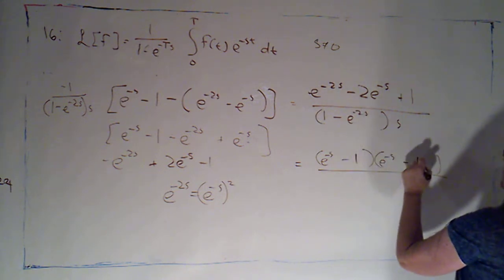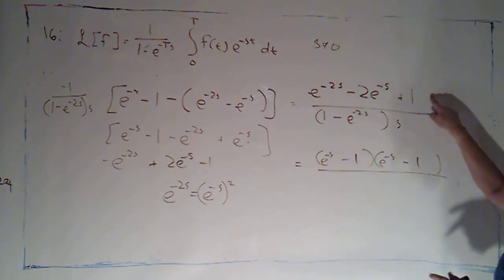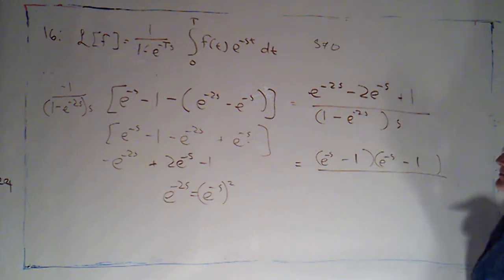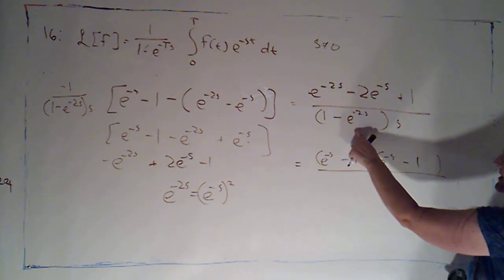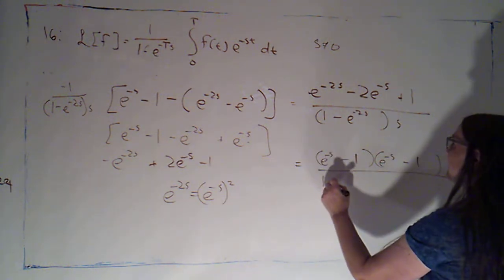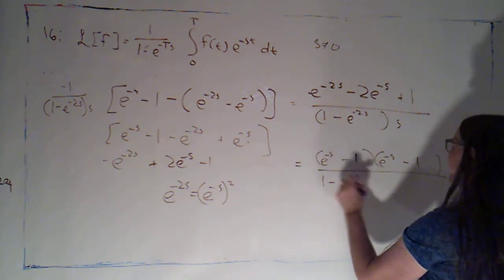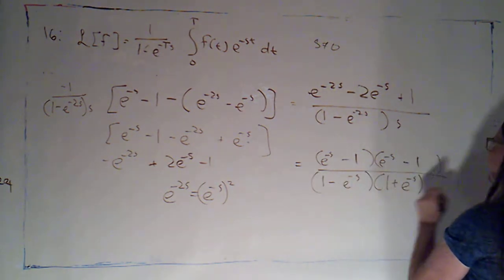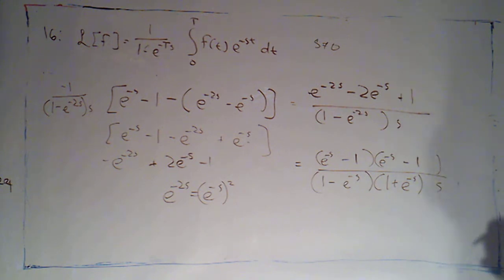Looks like a minus 1 and a minus 1. That way if I FOIL it out, I get my minus 2e to the negative s and my plus 1. This is actually a difference of 2 squares. That's going to be 1 minus e to the negative s times 1 plus e to the negative s. And then I still have that factor of s on the bottom.